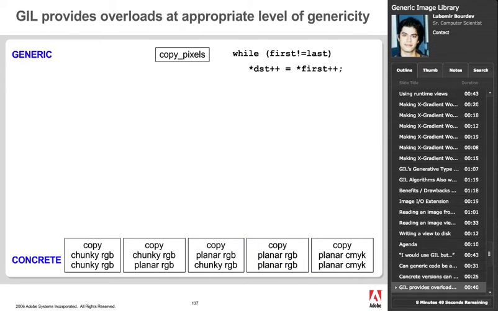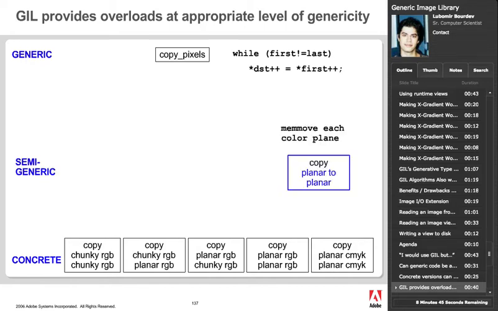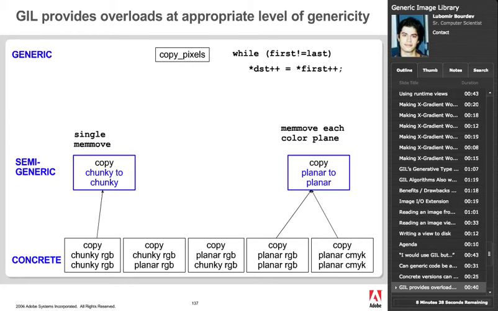GIL's approach is to provide overloads at the appropriate levels of genericity. It provides an overload of copy pixels triggered when both images are planar. It simply does a mem move for each plane. Similarly, if both images are interleaved, we can do a single mem move. The generic version is only used as a fallback scenario. For example, if you use a synthetic image view, there is no way to do any of these optimizations.